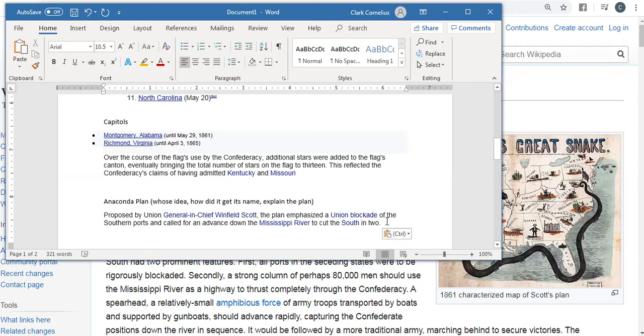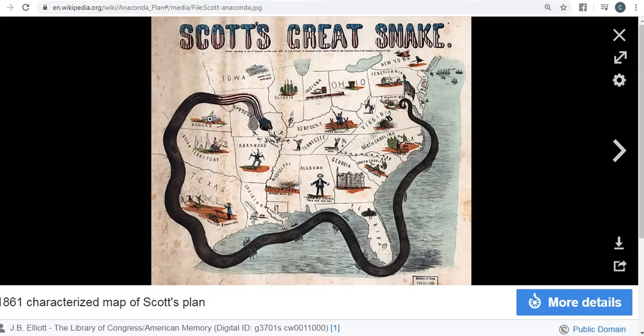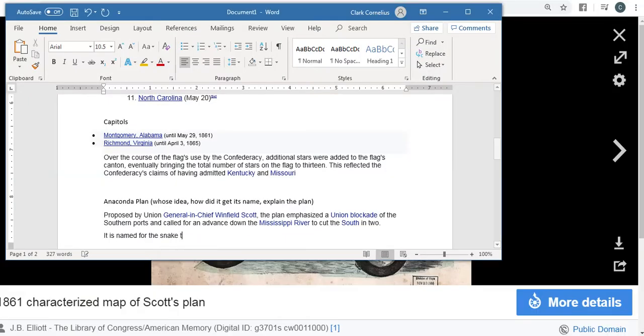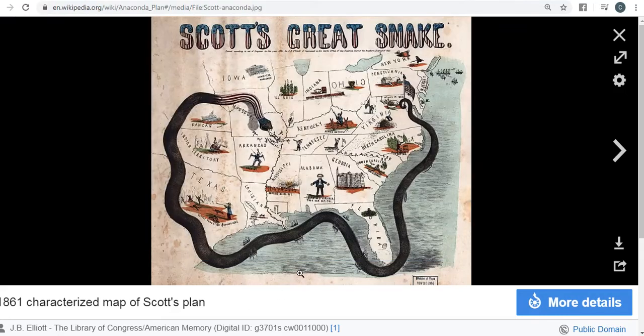And I know this. I'm sorry, I just know it. The Anaconda Plan is named for the snake. And I can get that because I can put two and two together and I can go, aha, that's a snake. And anaconda is a snake that squeezes its prey. I get that. Okay. For the snake that squeezes rather than biting its prey. Ta-da.